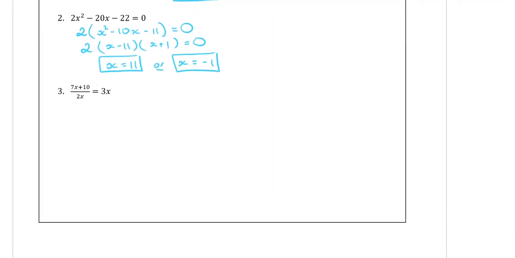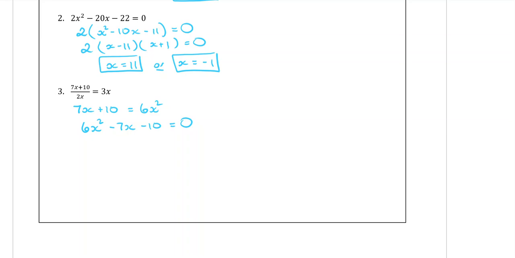Question 3 is an equation that has fractions in it. So first of all, I will need to rearrange that to get it into the right form. The first thing I'll do is times the 2x up to the right-hand side. That is 7x plus 10 equals 6x squared. Then putting the trinomial in order, I need the 6x squared first, and I'll move the 7x and the 10 across the other side to get 6x squared minus 7x minus 10 equals 0.